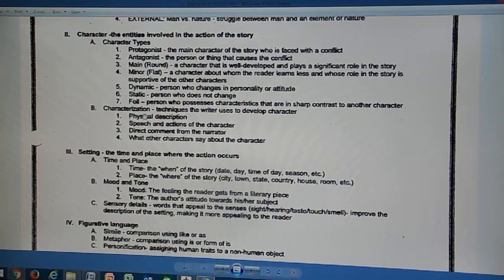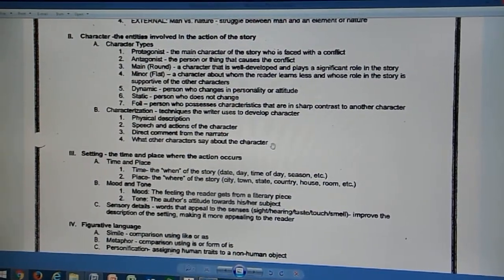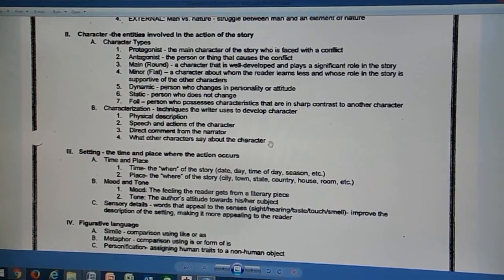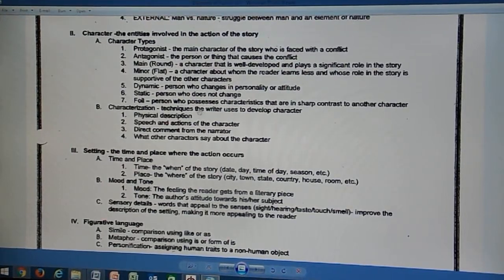Now, what is characterization? These are techniques the writer uses to develop the character themselves. What are some of the things the authors use? They might give us a physical description. They might use the speech or actions of a character to let us know more about the character. The narrator might just tell us specific things about the character using direct comments. And the author might tell us about other characters based on what the other characters say about him or her in the text of the story as well. Okay? So that's the character types and characterization, which is techniques, again, that the writer uses to develop the different character types.